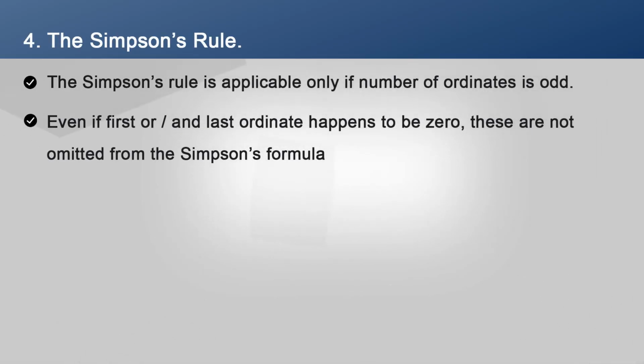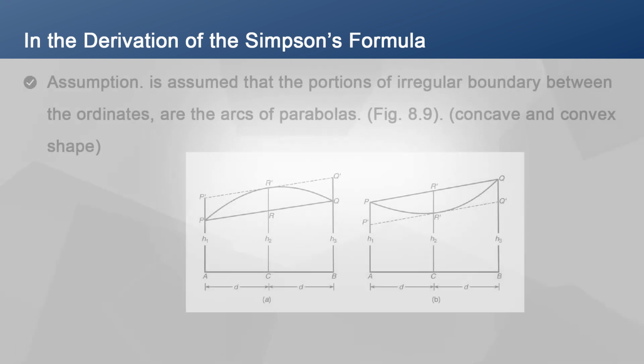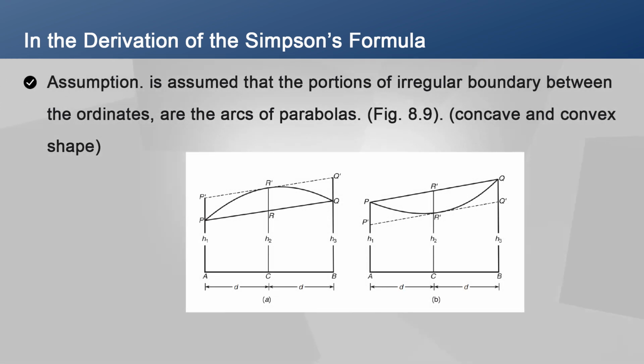Now, while using the Simpson rule, some points should be noted. The Simpson rule is applicable only if the number of ordinates is odd. If the number of ordinates is even, the area of the last two offsets can be calculated by the trapezoidal formula separately, and this area will be added to the result obtained by applying the Simpson rule to the remaining parts of the baseline. Now, the basic assumption in the derivation of the Simpson formula is that the portion of irregular boundary between the ordinates is assumed as an arc of a parabola. You can see in this figure that concave and convex parabola shapes are assumed.